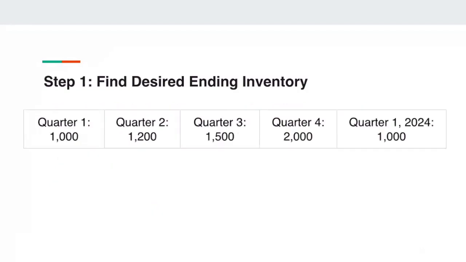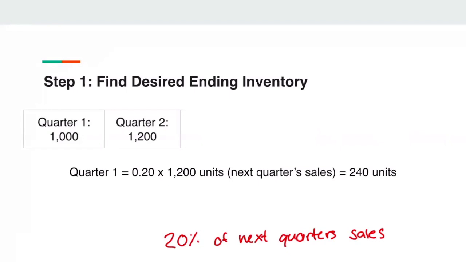First step is finding desired ending inventory. Think back to the policy where the company requires 20% of next quarter's sales. This means that for quarter 1, you will be using next quarter sales, which means quarter 2.